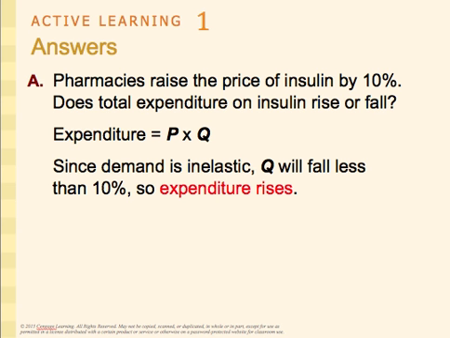Pharmacies raise the price of insulin by 10%. What do we know about insulin? It's fairly inelastic demand. People need it to survive. So does the total expenditure on insulin rise or fall? We know expenditure is simply price times quantity. It's revenue for the pharmacy. It's expenditure for people. Since demand is inelastic, Q will fall less than 10%, so expenditure rises. People will spend more money to get their insulin.